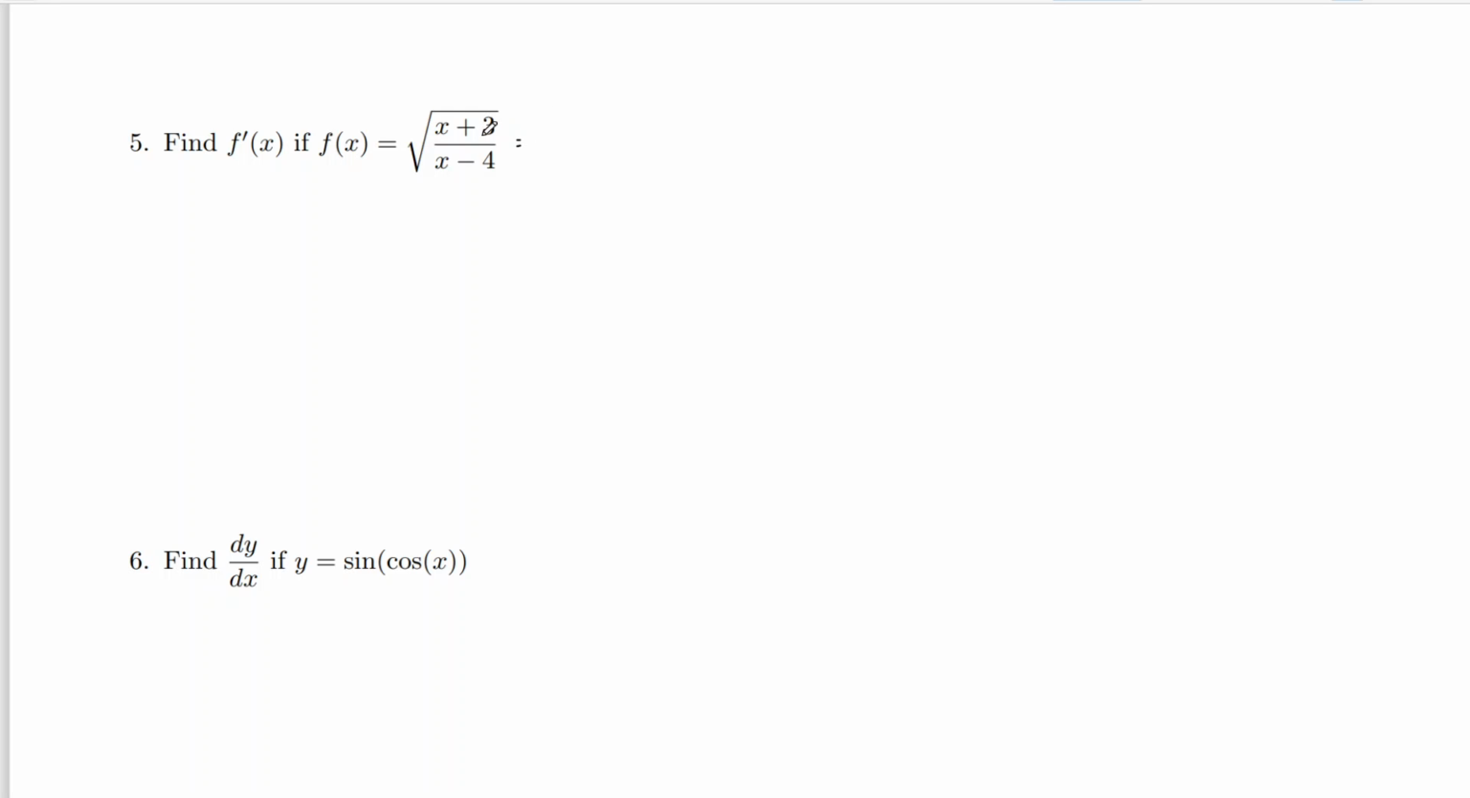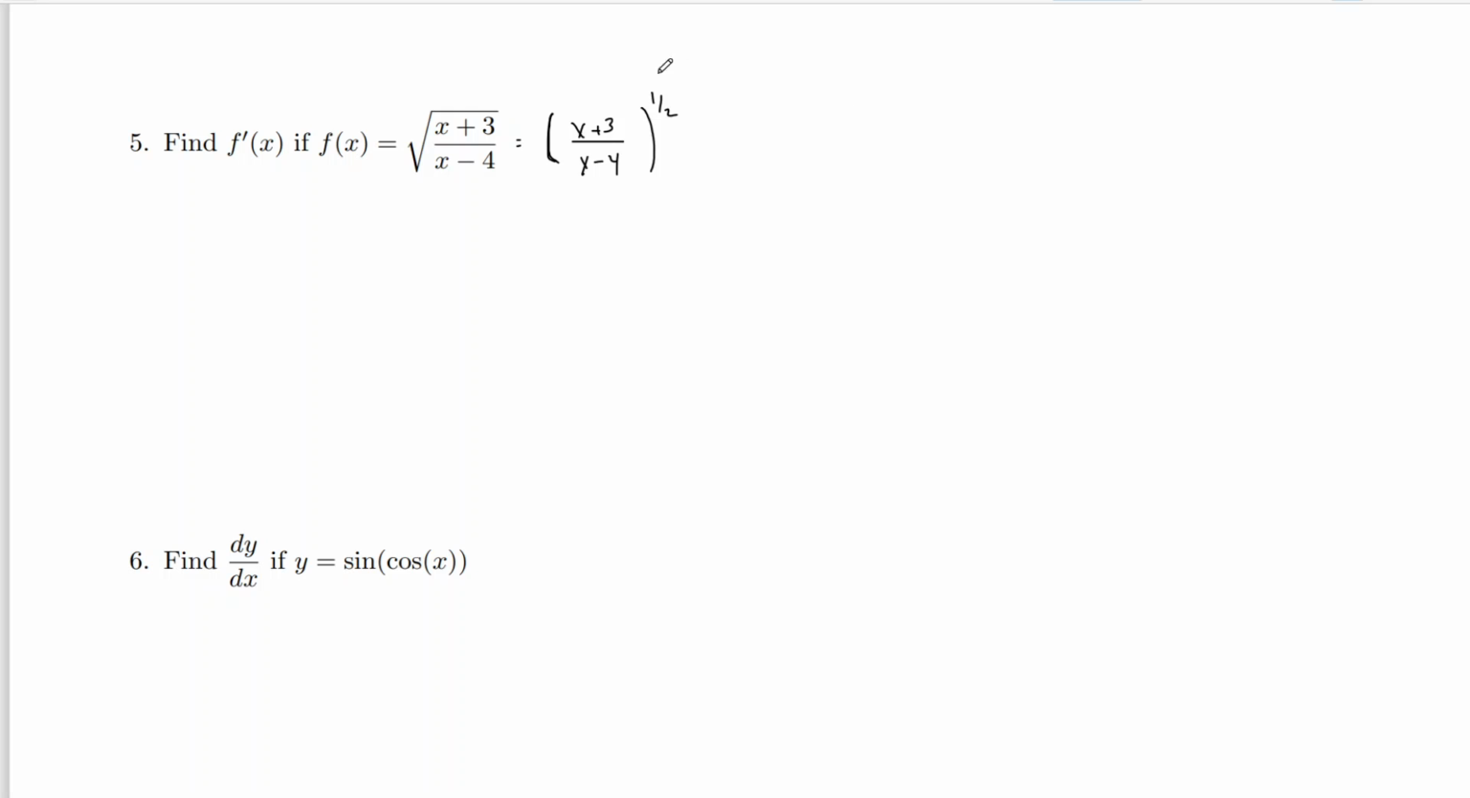It's always good when we're doing derivatives to rewrite radicals as exponents. We've gone over that quite a few times. And the square root as an exponent is the 1/2 power. So I'm just going to rewrite this as x plus 3 over x minus 4 to the 1/2 power. It's the same thing, but doing the derivative of this is a lot easier than this.